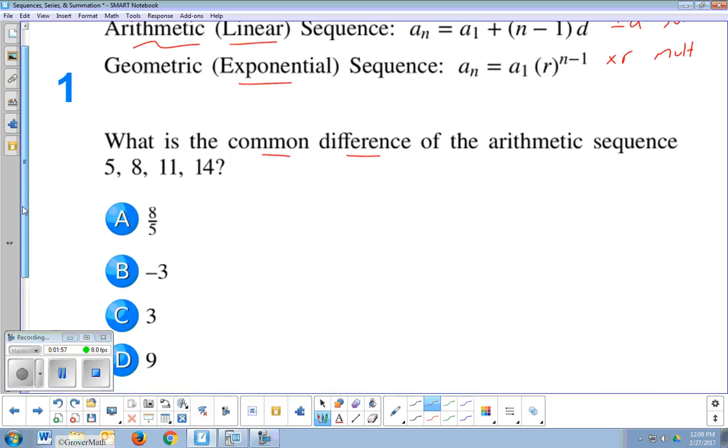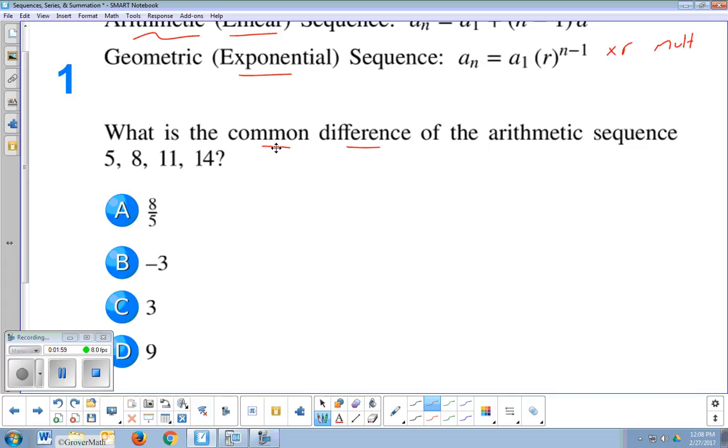Number one, what is the common difference of the arithmetic sequence? I tell you it's arithmetic, but you could always figure that out looking at 5, 8, 11, 14. What's the pattern? How do I move from one to the next? The common difference, d, we can always get by doing any term minus the previous term. In this case it's probably pretty obvious that we're doing plus 3 from one term to the next. But if it's not obvious, you could take any term, like I could take the 11 and subtract the term before it, 8.